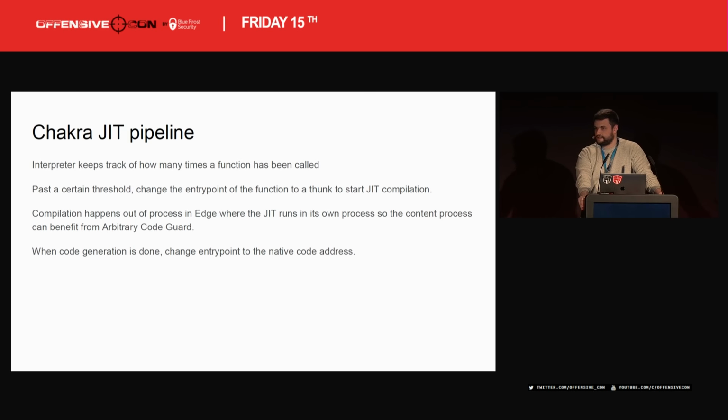What happens in Edge is that the JIT compiler actually runs out of process. This is mainly so that the renderer process can benefit from arbitrary code guard. If you want to know more about that, check SARS's talk at C3, he talks about it briefly. And when code generation is done, you change the entry point to the native code address. So the next time you call the function, you will just jump to the JIT generated code.